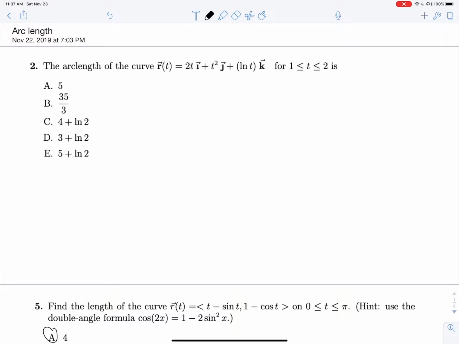Hello, here are a bunch of arc length integration questions. In fact, all of them that have been asked in the past couple of years. We're going to go through them and get an idea of how they like to ask these questions.